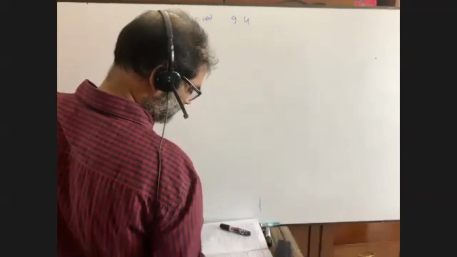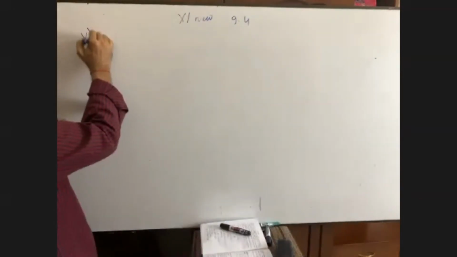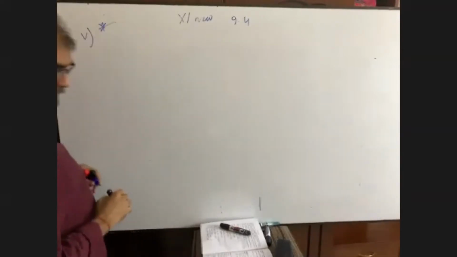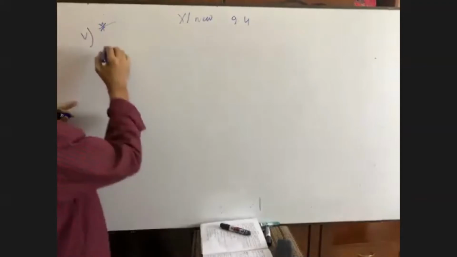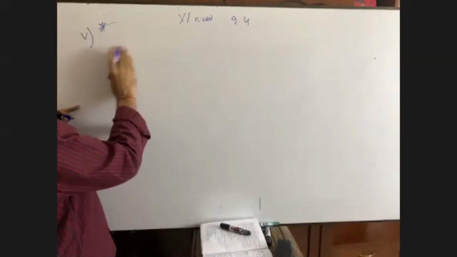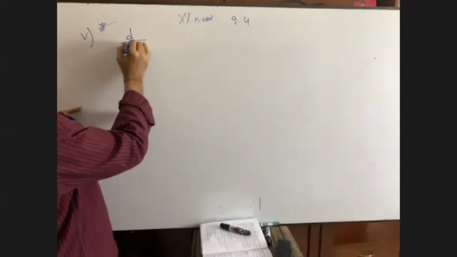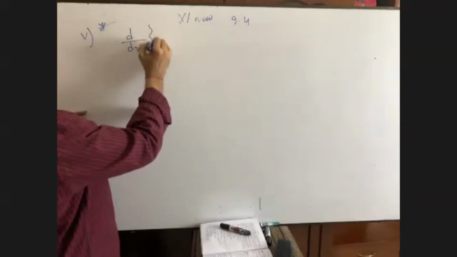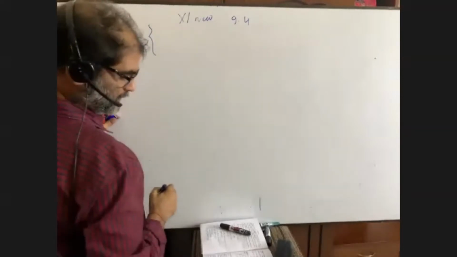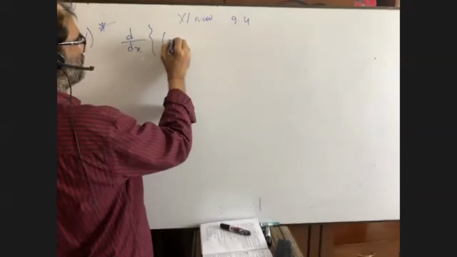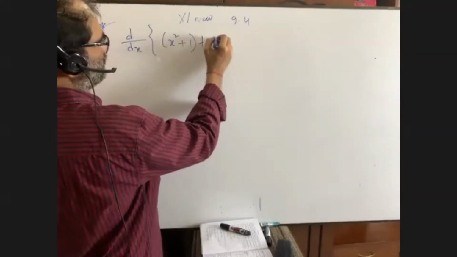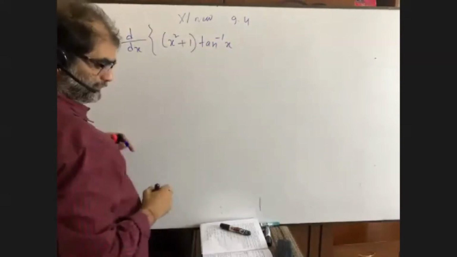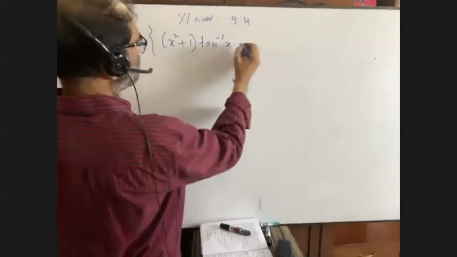Next math. Another important math. Okay. d by dx of x square plus 1 tan inverse x minus x.